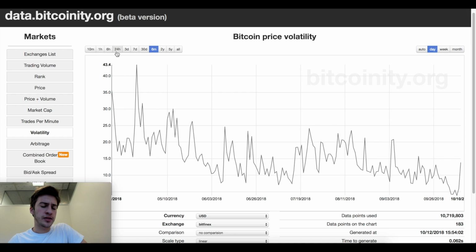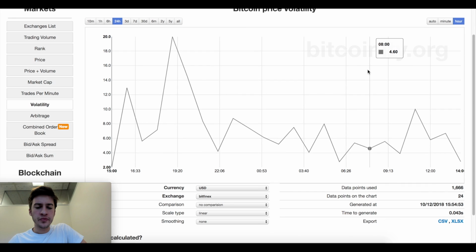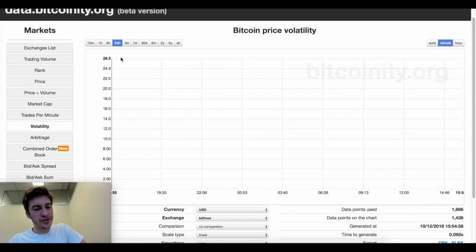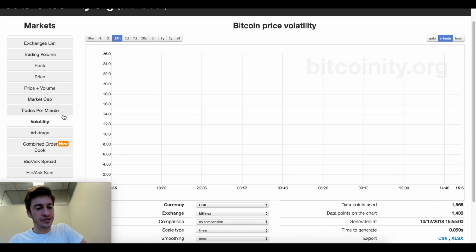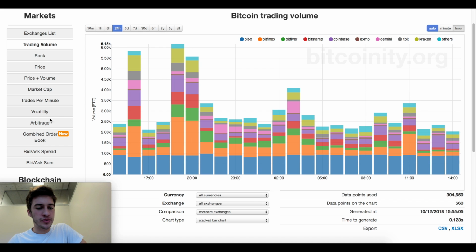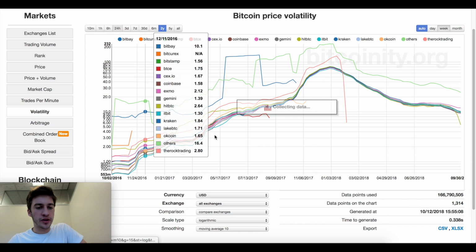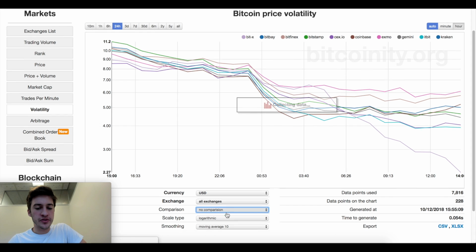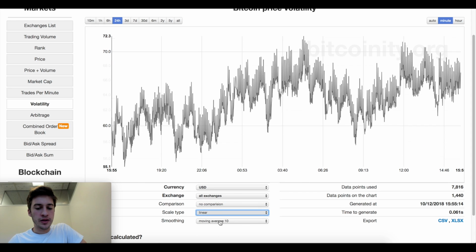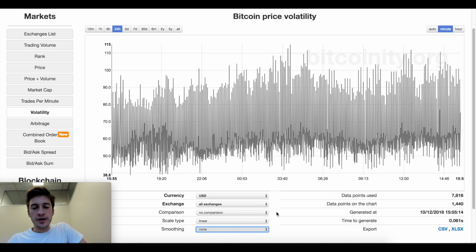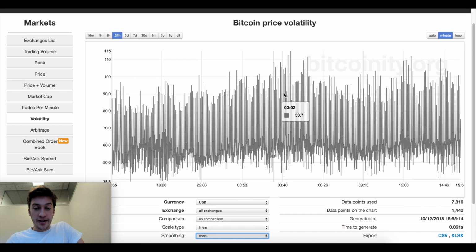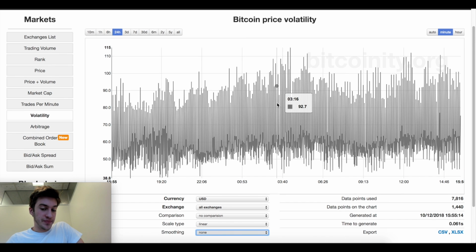Now let's take a look at 24-hour volatility. I use the same settings here. I don't like to use the minute with price volatility because I think it's glitching here. If we go to the 24-hour and go back to volatility, let's just go back to no comparison. USD, good. Let's go to minute. Let's go to linear, and none. This is standard deviation right here with Bitcoin price volatility, as you can see.